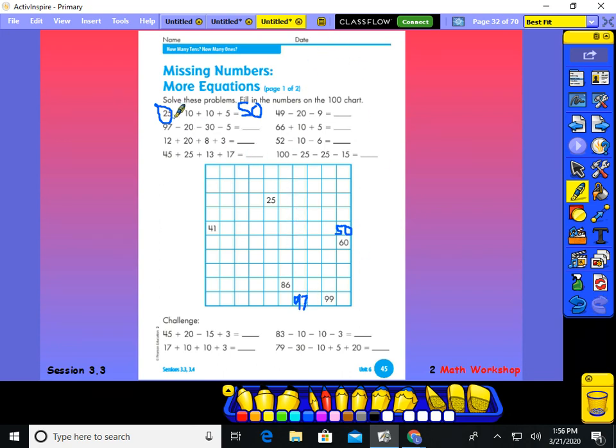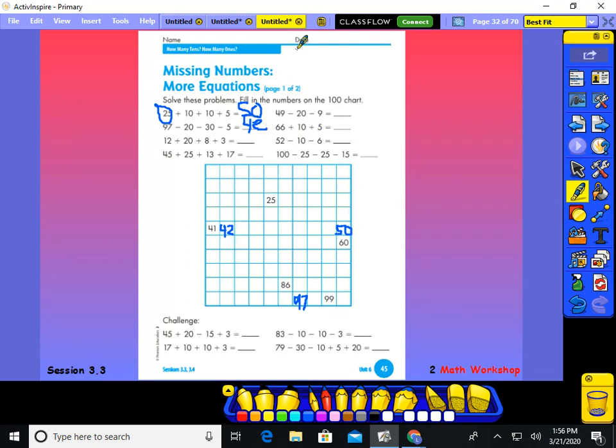So if they're using the 100s chart, you'll have to explain that on the 100s chart, when we subtract, we move up the column. So if I'm at 97 and I move up 2 10s, I'm at 87, 77. Then I move up 3 10s, 67, 57, 47. If I'm moving back, I'm moving to the left. So I'm at 46, 45, 44, 43, and 42. Have them write that 42 in there. Make sure you're putting answers in your blanks.